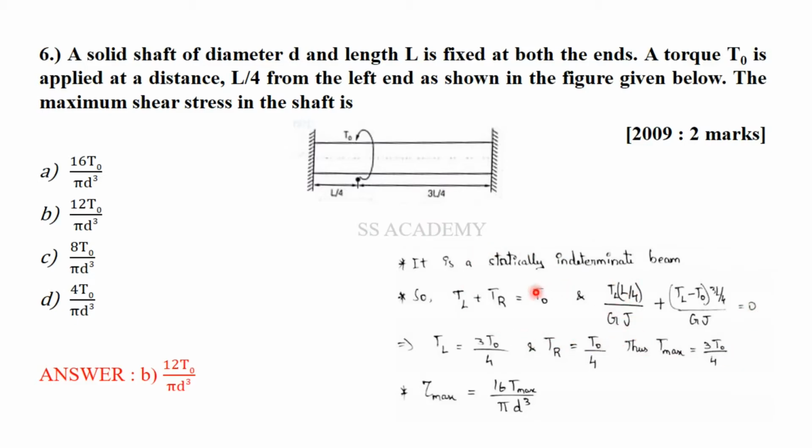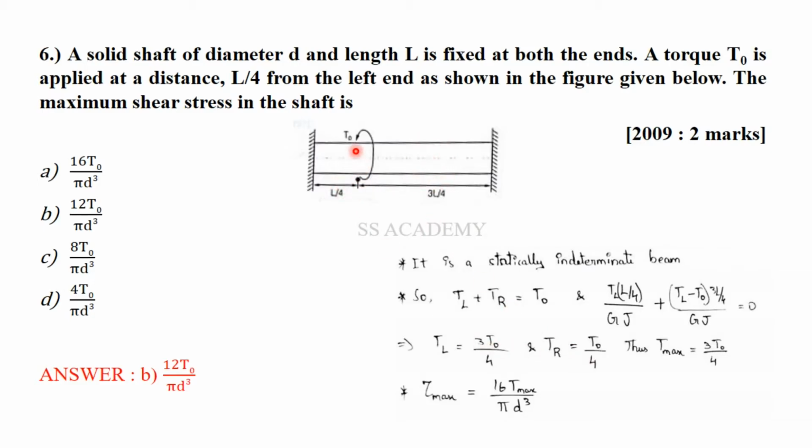Just by solving these two equations, you will be getting TL is equal to 3 T naught by 4 and TR is equal to T naught by 4. Thus, T max is equal to 3 T naught by 4. From these two values, it is clear that TL is 3 T naught by 4. So along this L by 4 length alone, you will be getting 3 T naught by 4 as the torque acting, while T naught by 4 will be the torque acting here.